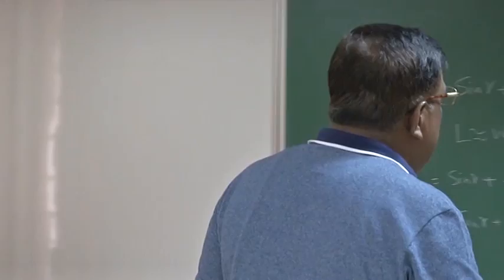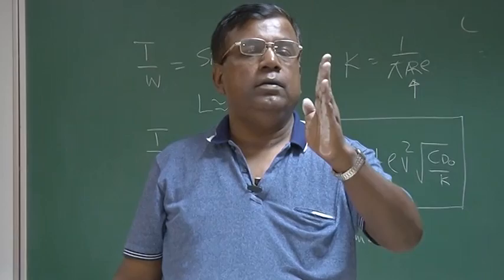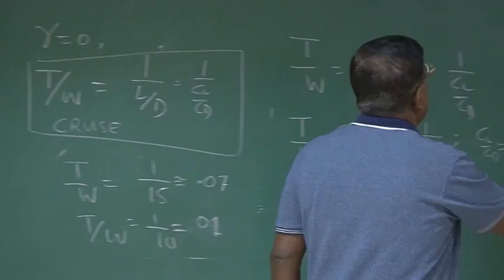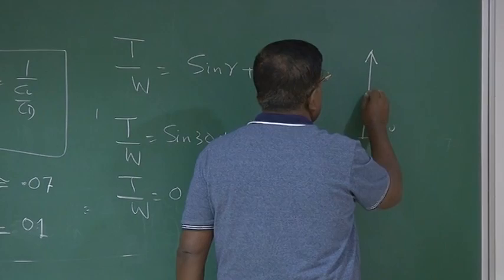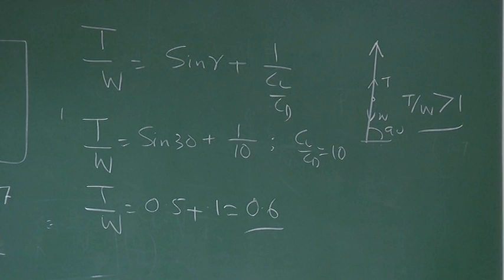So this will give you an idea about how to select T by W for your airplane depending upon requirement. Suppose you are designing an airplane which you want to go vertically like this. Then definitely you understand that T by W should be more than 1, right? Am I correct? Suppose I am climbing like this, at 90 degree, then naturally T by W should be greater than 1. A huge engine is required. Huge power, thrust is required.